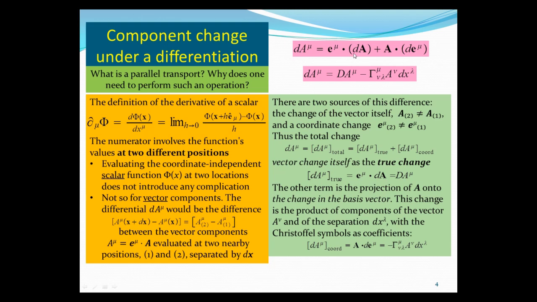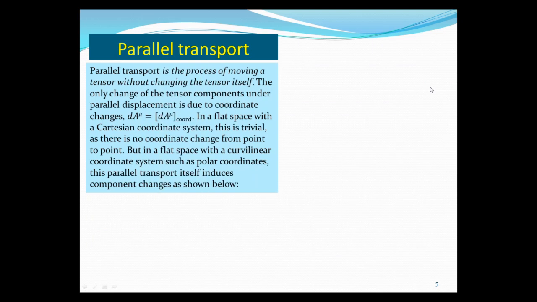So the first term is associated with the true change. The second term is the coordinate change. This first term shows the true change, the covariant derivative. The second term is related to the Christoffel symbol. Parallel transport is the process of moving a tensor without changing the tensor itself. The only change in tensor components under a parallel transport is due to the coordinate changes. So the total change is just the coordinate change. There's no true change, and that's what we call parallel.